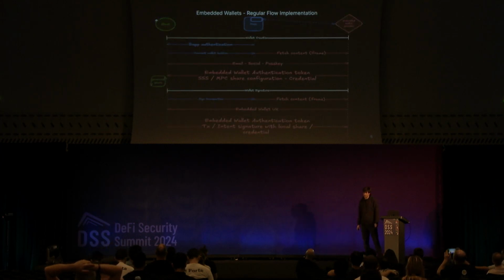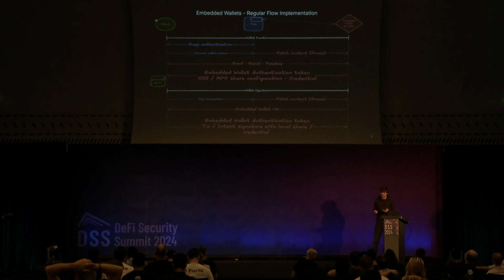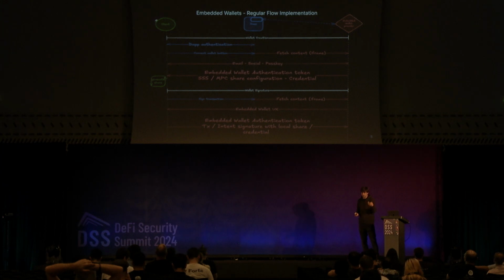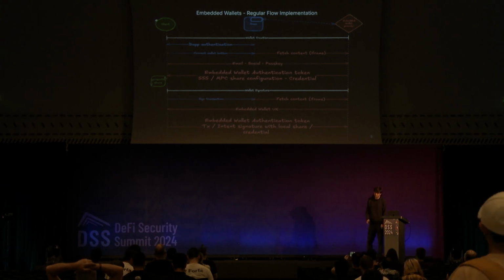So how does that look? Usually when you have the embedded wallet experience, you have three parties. You have the client that interacts with the dApp, and then whenever you click the Connect Wallet button, you're going to interact with the embedded wallet provider, which is another party. So as a user, you're going to authenticate to the dApp. It's usually a standard Web 2 authentication.